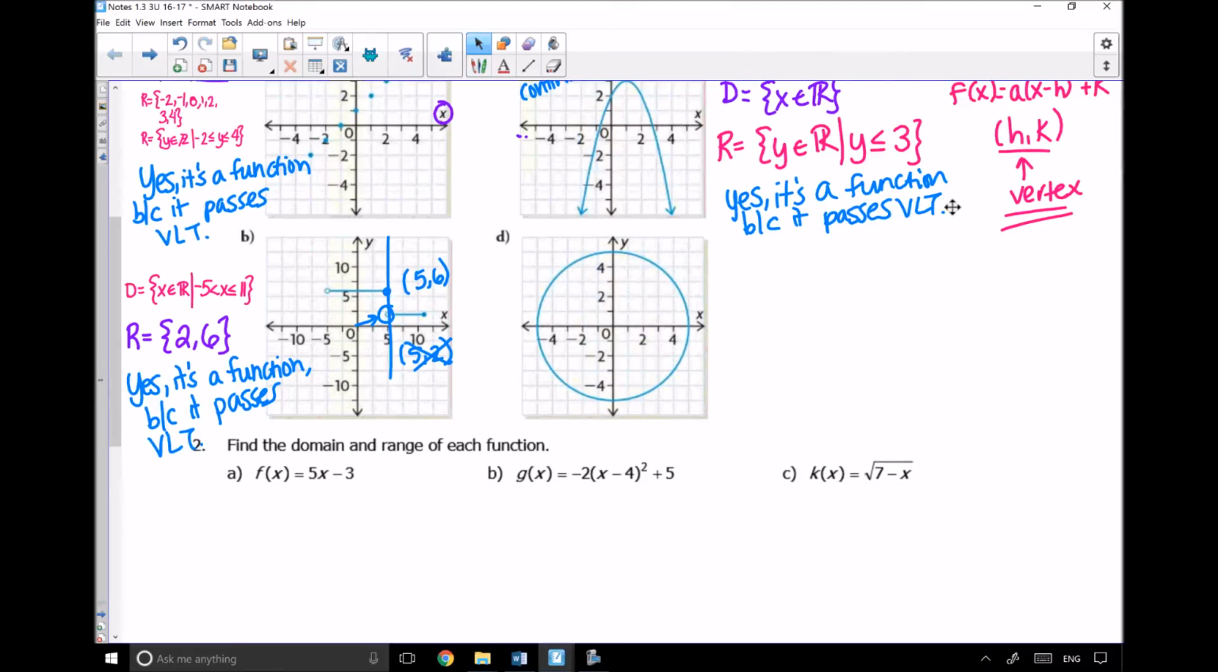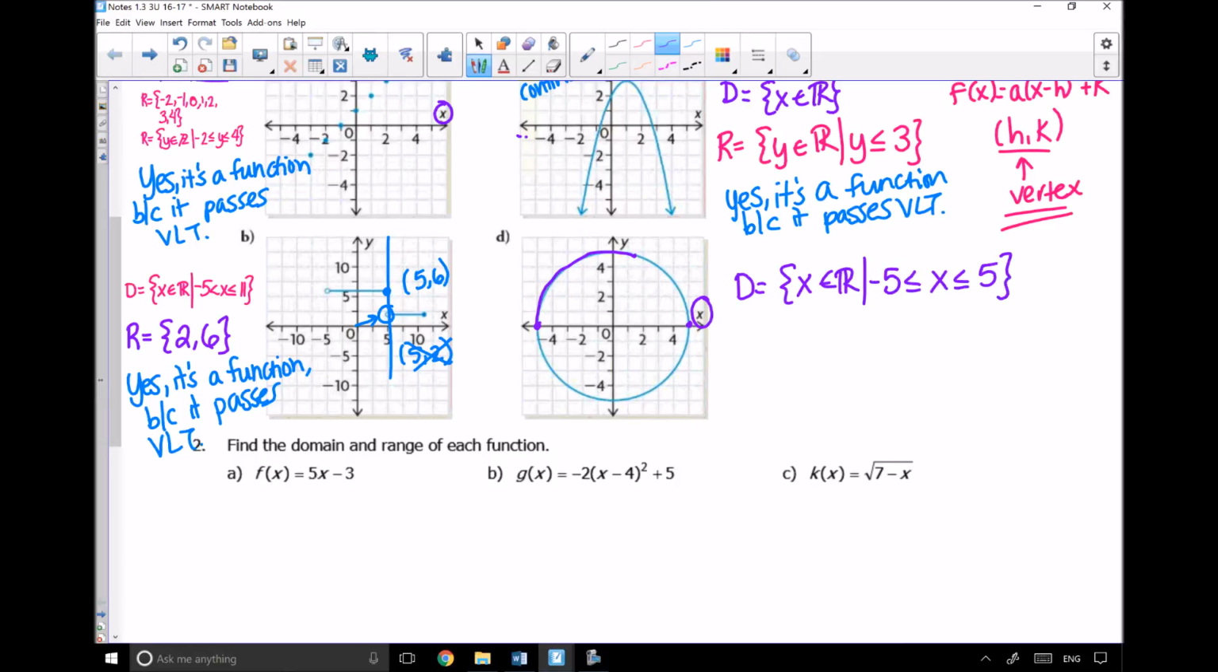Okay? For question D, I want to figure out the domain and the range as well. So to find the domain, I'm going to look at my x values again. And I know that the farthest left my circle will go is -5, and the farthest right my circle will go will be +5. So that way I can say that my domain will be all x values from -5 to +5. But it's every single little x value. So every single decimal that could be between -5 and +5 is included in my domain. So my domain is x is an element of the real numbers, such that x is between -5 and +5, including those values.